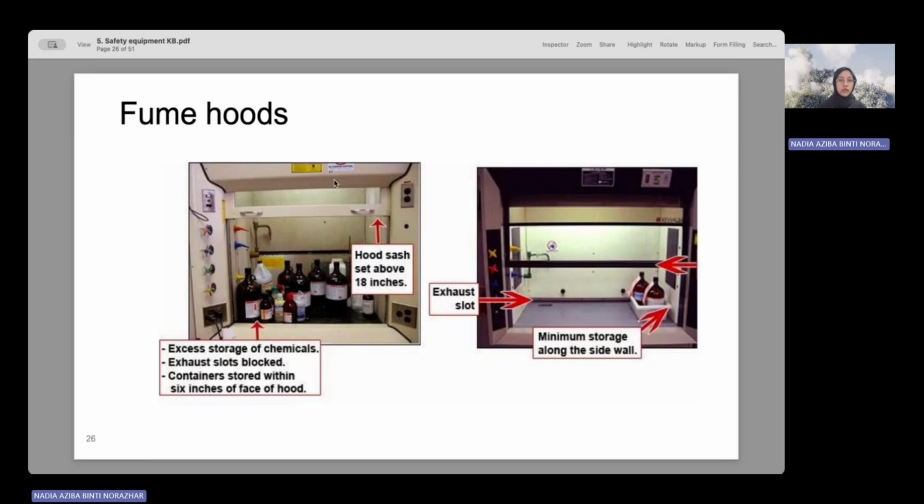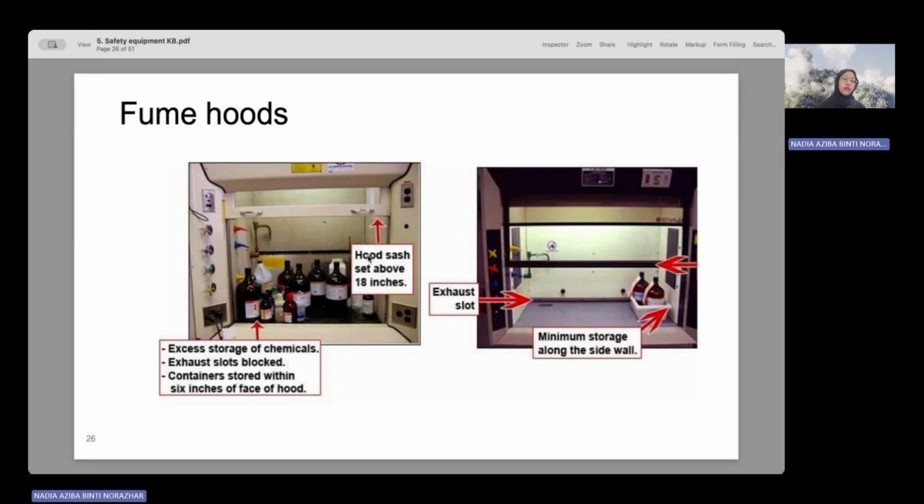This is actually a good example and also a bad example. The left one is the bad example of fume hood usage, and the right side is a good practice of fume hoods. For the bad example, we can see that there are many excess chemicals stored here, and there's supposed to be an exhaust slot, but due to the excess chemical bottles here, it is blocked. The containers are also stored within just 6 inches of the face of the hood, which is very near, and it can cause difficulty to close down the hood sash.